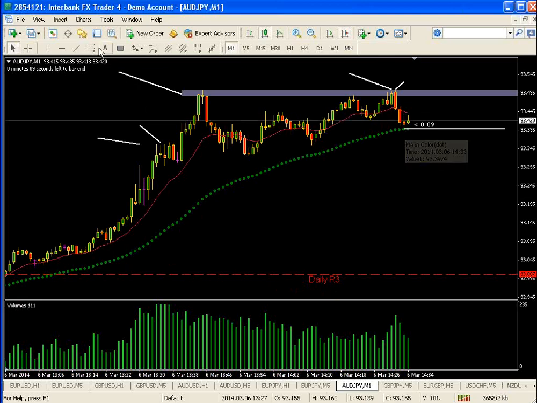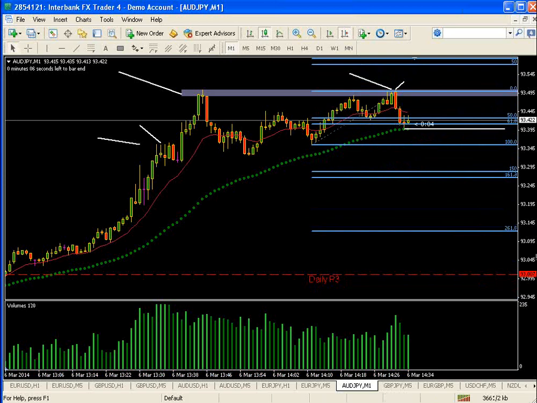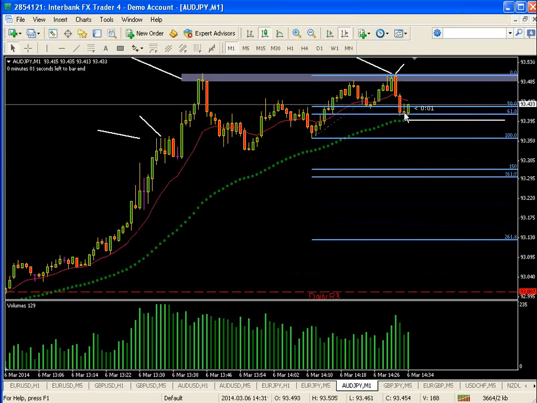50 EMA, 1 minute chart. I normally don't do this 1 minute chart, but that's what's showing the pattern right now because it's fractal. So there it is. 50 EMA and Fib, right? Obvious place to test for buyers now. So that's what I mean.